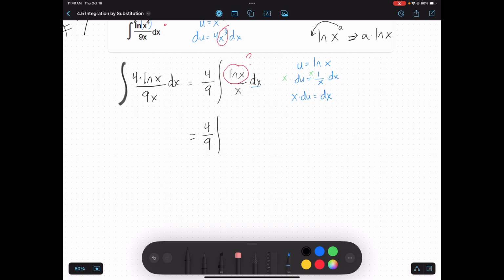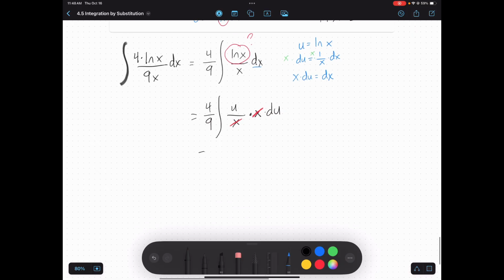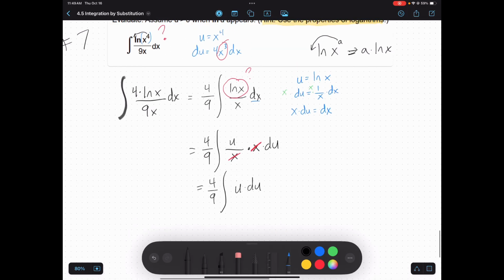Let me rewrite it. I get 4 over 9 times the integral of natural log of x, which is what I set u to equal, so that becomes u. I've got an x in the denominator, and dx is now equal to x times du. What do we notice? This x over here cancels out with that x that's in the denominator, leaving me with a nice, simple, indefinite integral, u du. So now at this point, you can probably finish. So I'll leave you there because that's a nice, simple antiderivative.